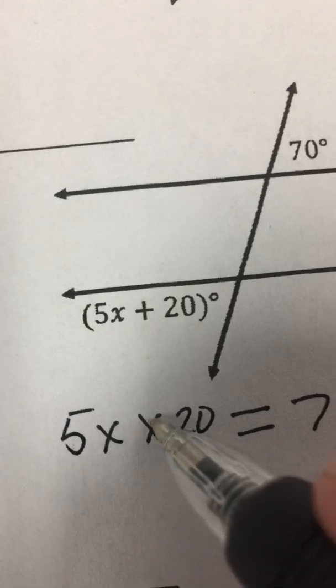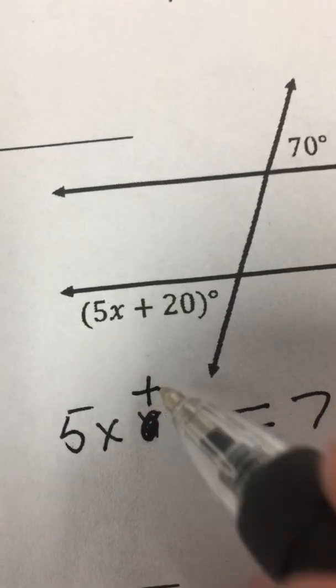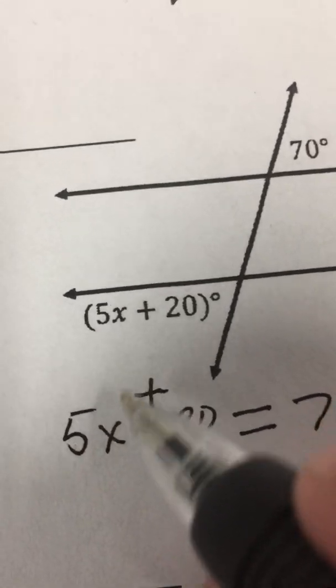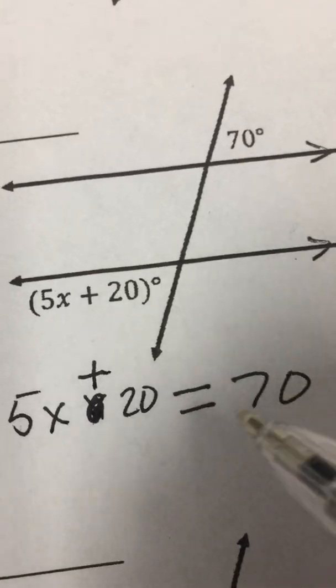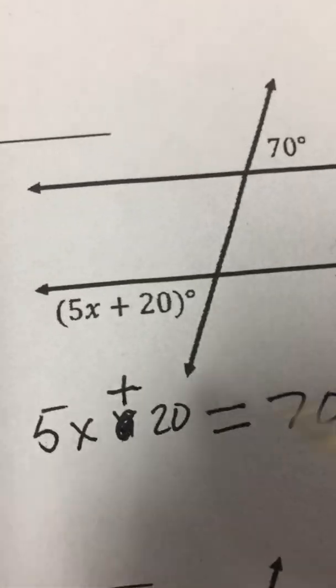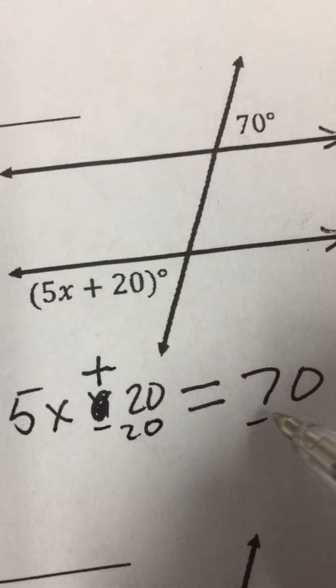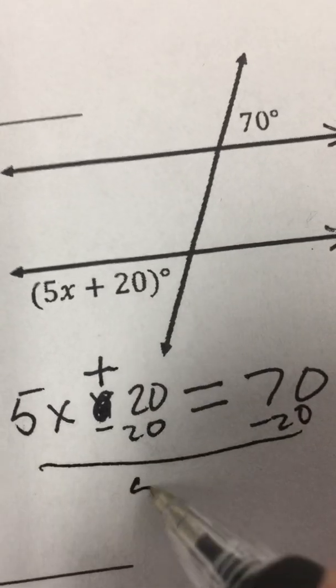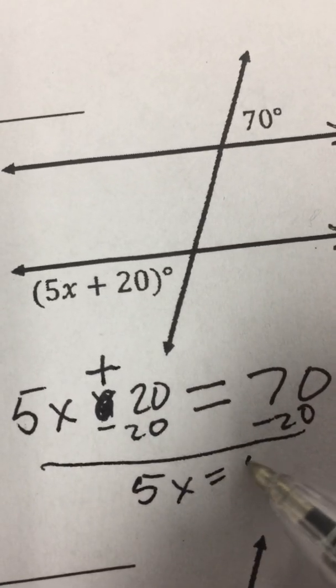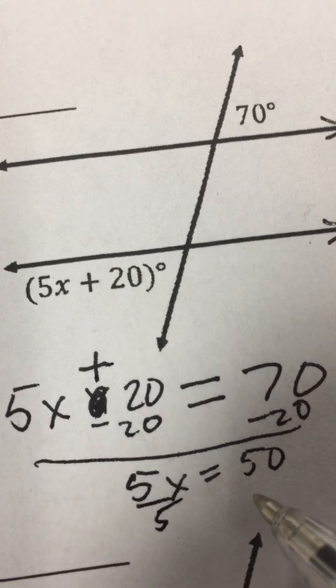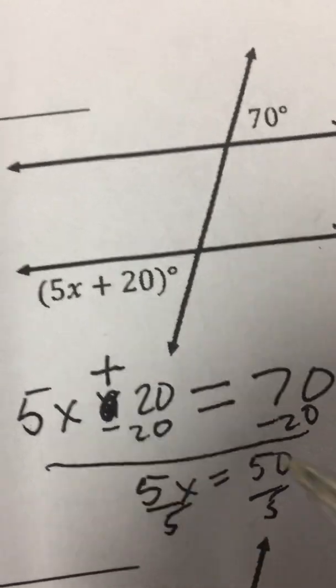Oh, did I do that right? No, that should be a plus, and I can't talk and write at the same time. So one side needs to have the 5x plus 20, and the other side needs to have the 70, and they were equal to each other. And then you just solve. Minus 20 on both sides. Whatever you do to one side, do to the other side. That gives me 5x is equal to 50. Divide by 5, and of course x is equal to 10.